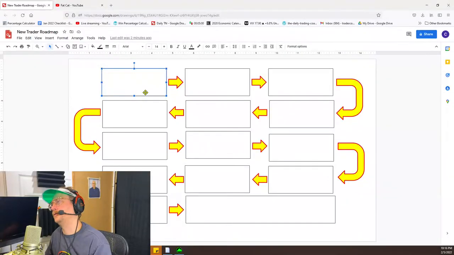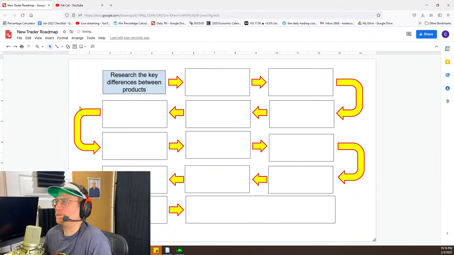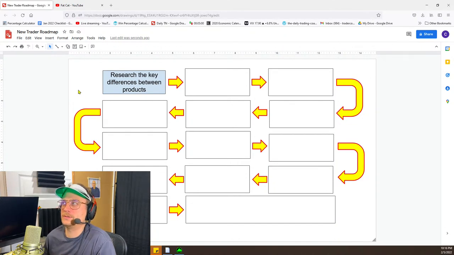What I definitely suggest, first and foremost, is I can't really give you a roadmap. I know that sounds crazy. And the reason being is it depends what you're trading. So first and foremost, here's the roadmap, I guess. First and foremost, you need to research the key differences between products.